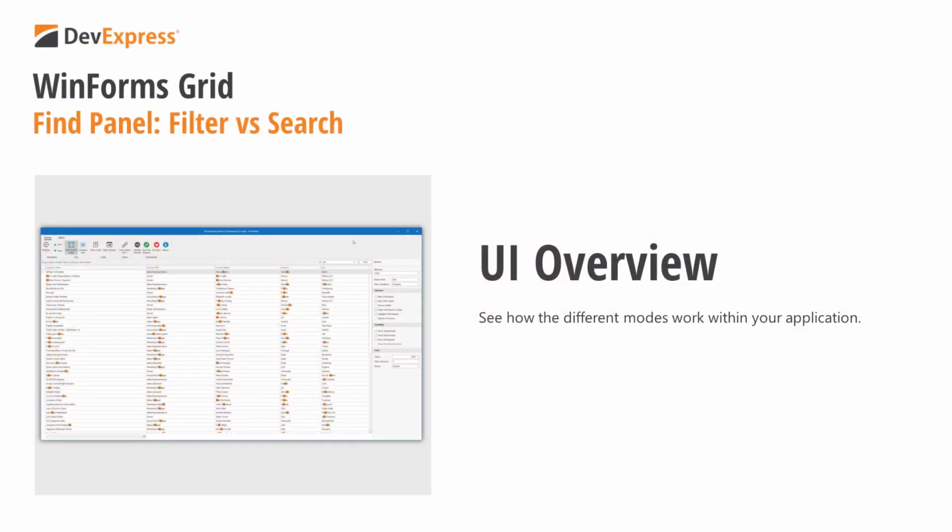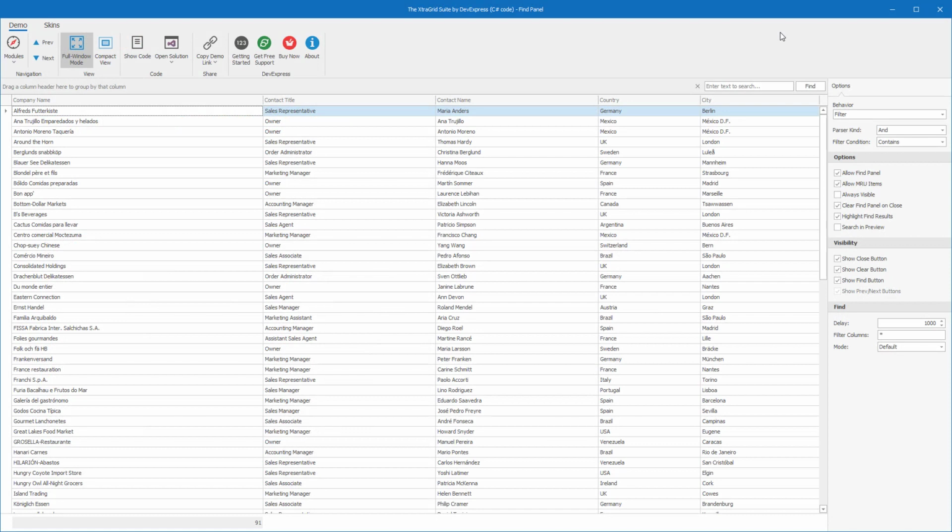In this video, we'll show you how to use our grid's Find panel and create apps with highly intuitive data filtering options. By combining the Find panel with the grid's built-in data shaping options, summary computation capabilities, and its printing support, you'll create a data analytics UI platform that's second to none.